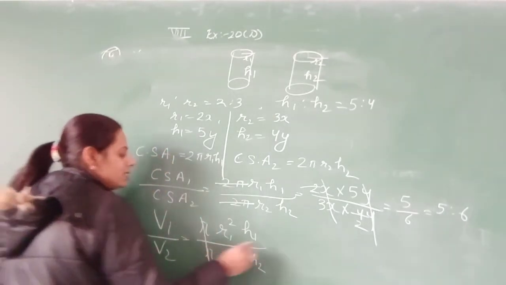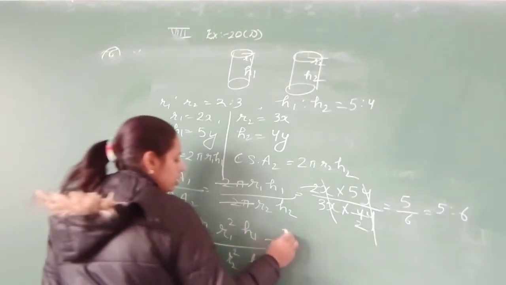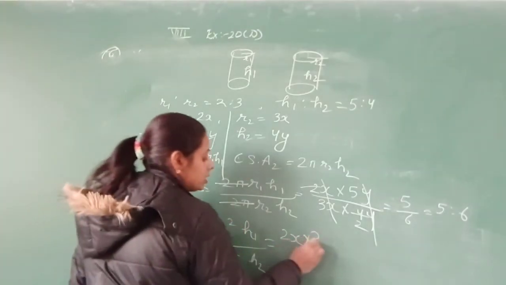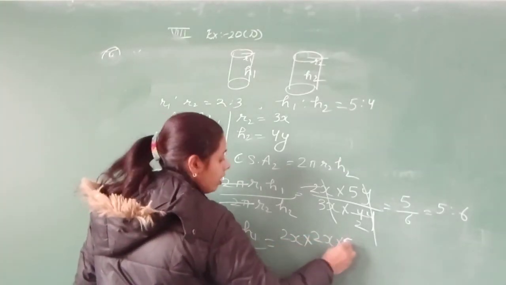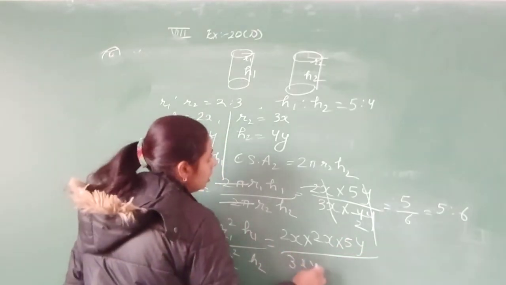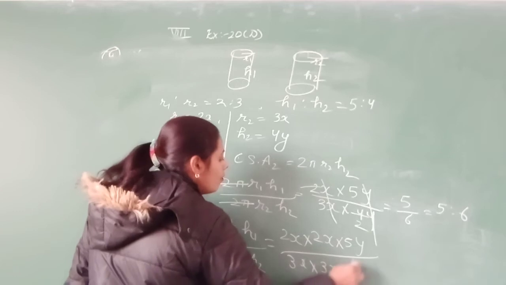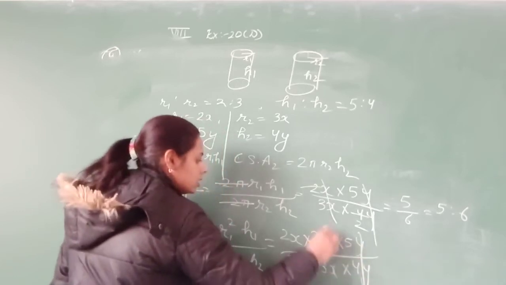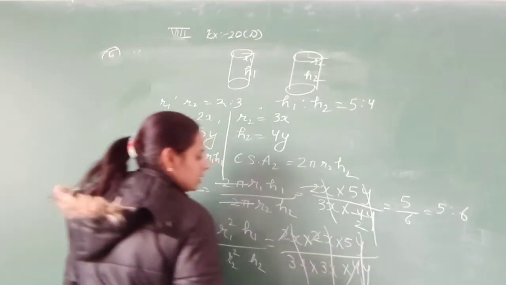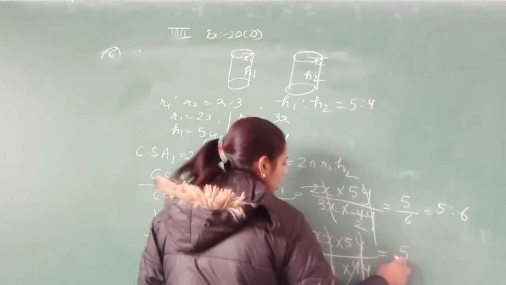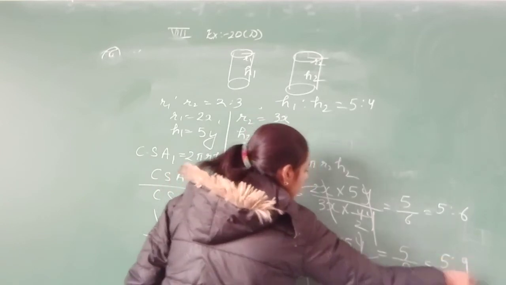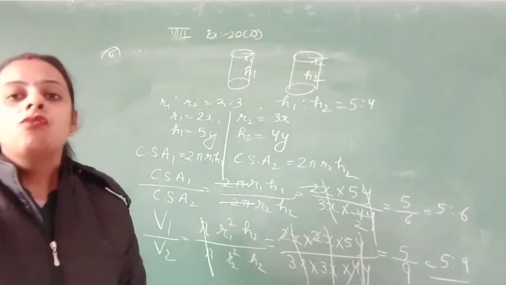Pi cancels pi. Put the values of r1 and h1 here. r1 is 2x, and because there is a square, you will write 2x into 2x, h1 is 5y, and r2 is 3x into 3x into 4y. Just cancel all the values which is possible here. 2 2s are 4 will be cancelled, so you will get 5:3. These are 9, so 5:9 will be the ratio of their volume.